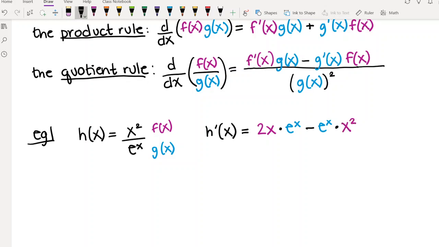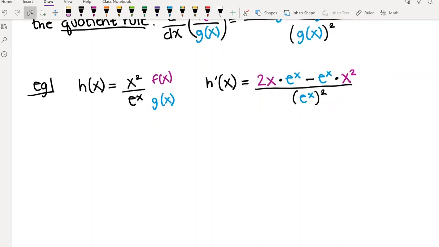So that part again looks just like the product rule except with subtraction. And then we're going to take that and divide it by the bottom function squared, so e to the x squared. So one thing that is going to come up with the quotient rule is simplifying. If you were to just write that as your answer, I would not give you full credit because there are some pretty straightforward simplifications that can be done.